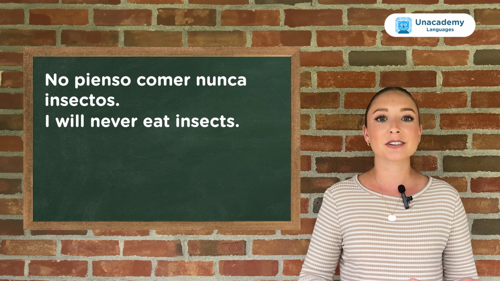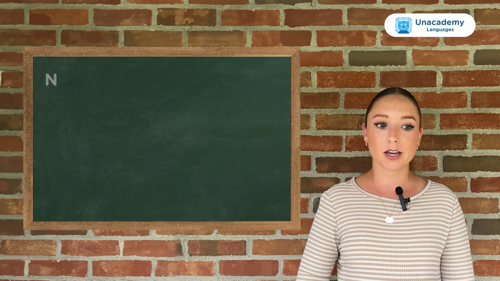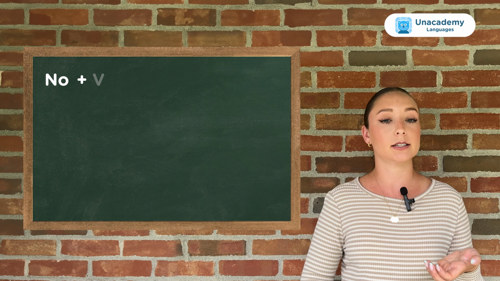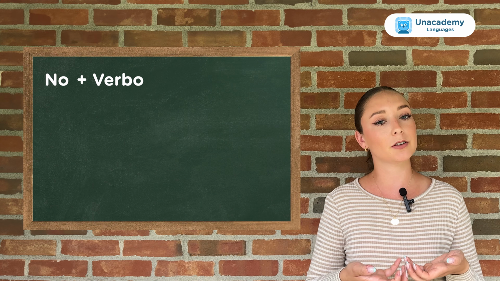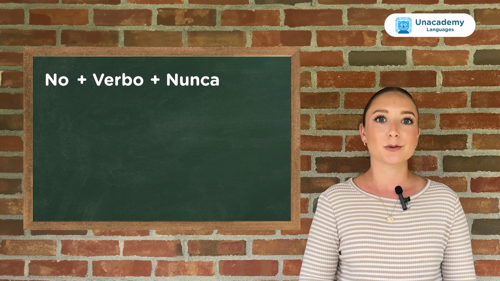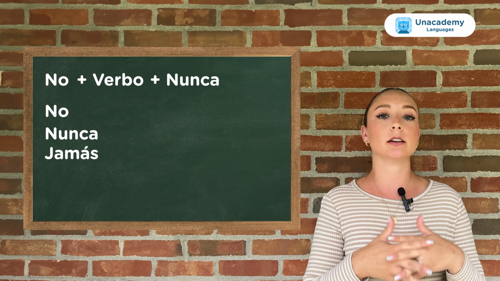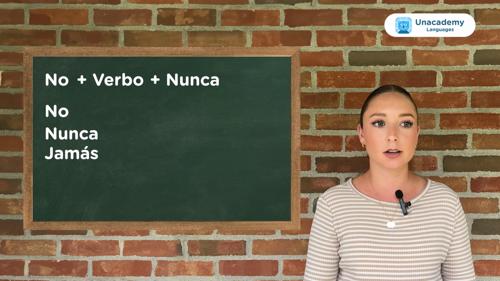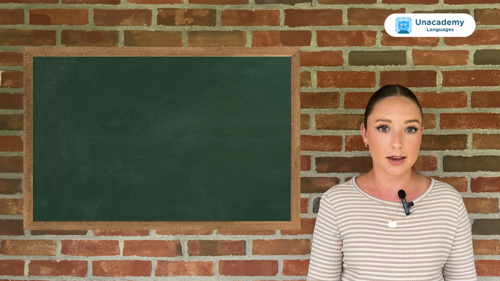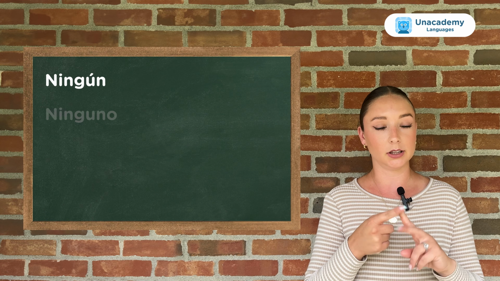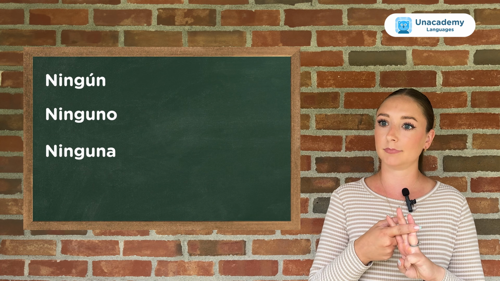So when the structure is here, you want to use a double negative. Okay, you use no plus the verb, and then directly after the verb comes nunca. So the words no, nunca, y jamás, they all negate verbs or actions. Now, if you want to negate a thing, you are going to use ningún, ninguno, or ninguna.